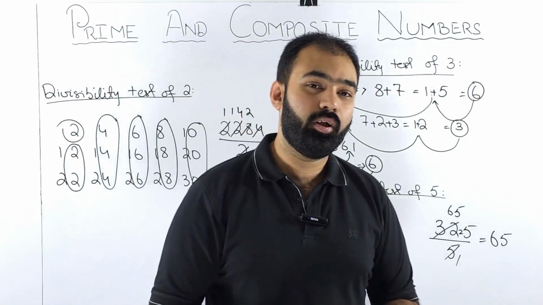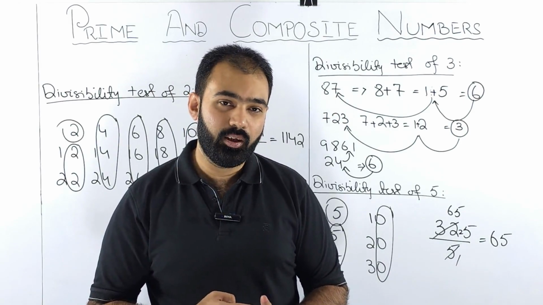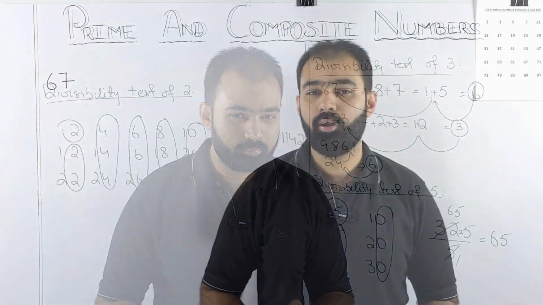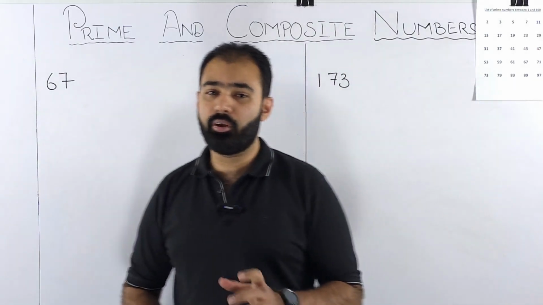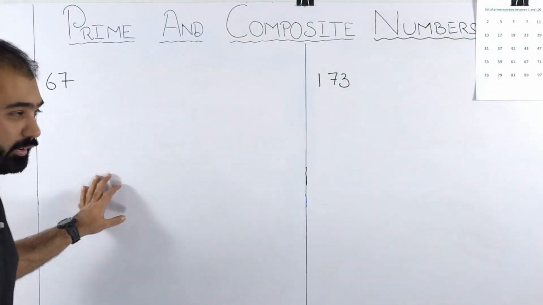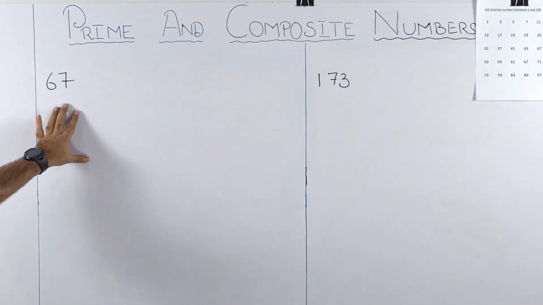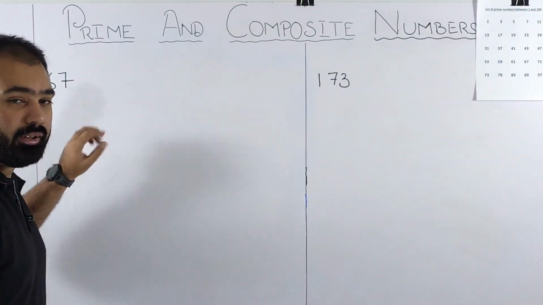But what if the divisibility tests of 2, 3 and 5 fail? Then what should we do? I have a number 67 here. Now, if I have to find out whether this number is a prime number or a composite number, I will start by applying the divisibility test. Let's apply the divisibility test of 2 first. 67 has a 7 in the end, which makes it an odd number, and odd numbers are not completely divisible by 2. Now, I'll apply the divisibility test of 3.